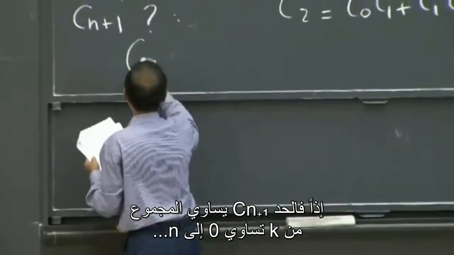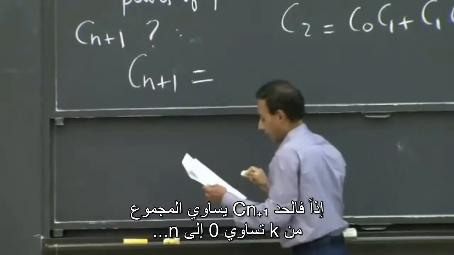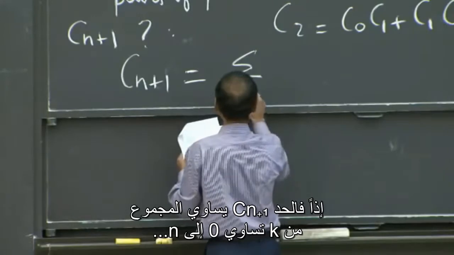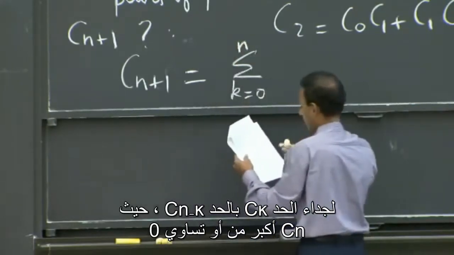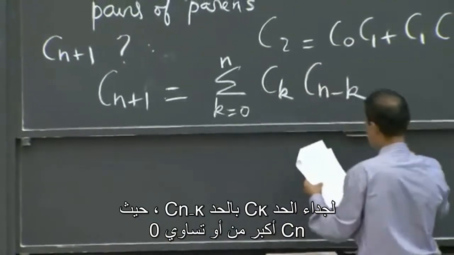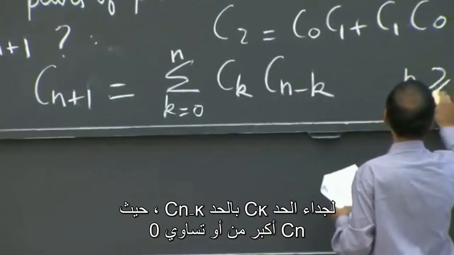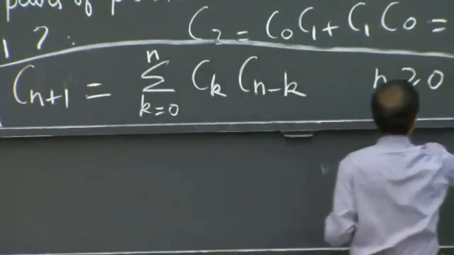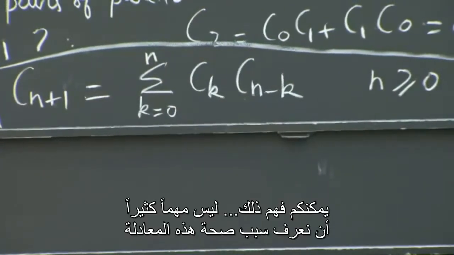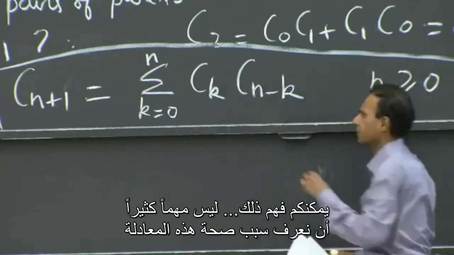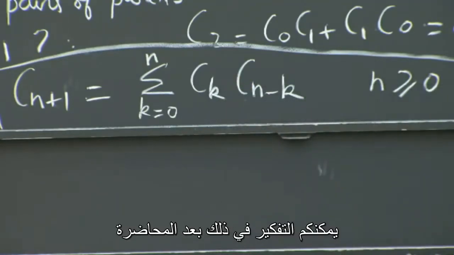So Cn plus 1 equals sigma. So you gave me a summation, k equals 0 through n, Ck Cn minus k, where n is greater than or equal to 0. Okay? And you can figure this out. It's not particularly important as to exactly why this is true. You can think about it offline.